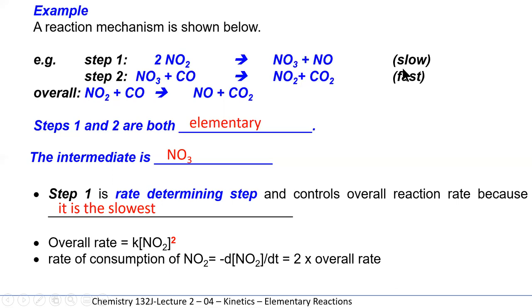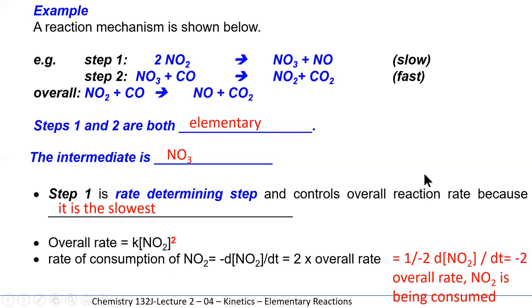And the rate of consumption of NO2 would be minus the rate of change of the NO2 over time, and it would be twice the overall rate. Now, NO2, remember, is being consumed, and it's being consumed at twice the rate, so the weighting factor is minus 2.